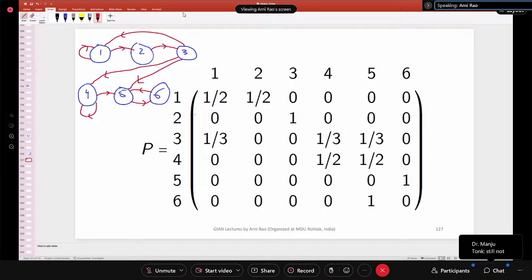That means the probability to stay at 5 is 0. The random variable doesn't stay at 5, it reaches 6. As soon as it reaches 5, it reaches 6. As soon as 6, it reaches 5. So 5 to 6 oscillations keep on happening. So 5 and 6 are recurrent states.